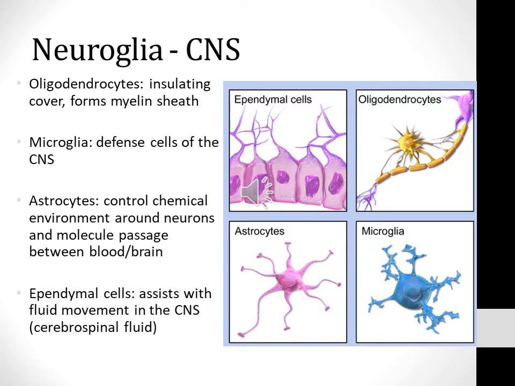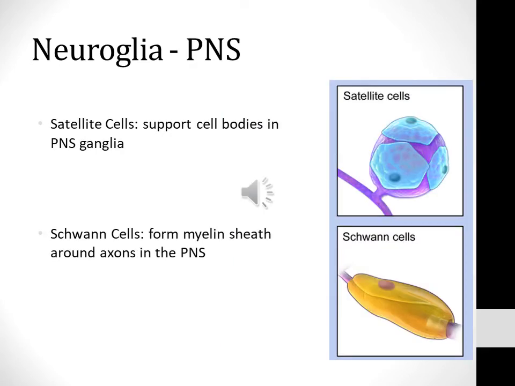And then your ependymal cells assist fluid movement in the central nervous system. So your cerebrospinal fluid, they're going to line central cavities of the brain and the spinal cord. Okay? So 4 neuroglia in the central nervous system. Only 2 neuroglia here in the peripheral nervous system.